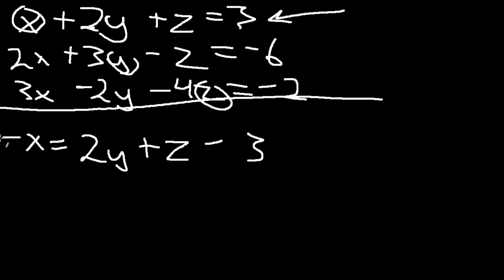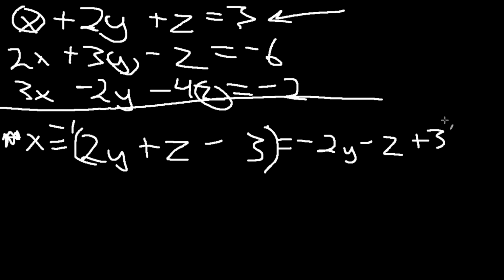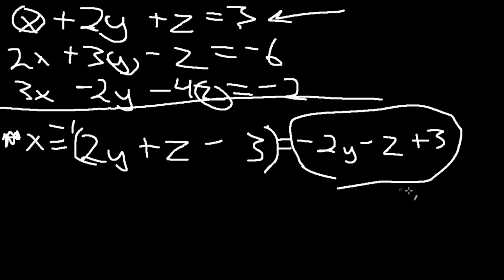Then we want to get this negative off of this side, so we're just going to reverse it. Plain old x is now going to equal the negative of all this, all times negative 1. So what we get there is negative 2y minus z plus 3. That's pretty much as far as we can simplify it. x is going to equal that whole chunk of stuff.